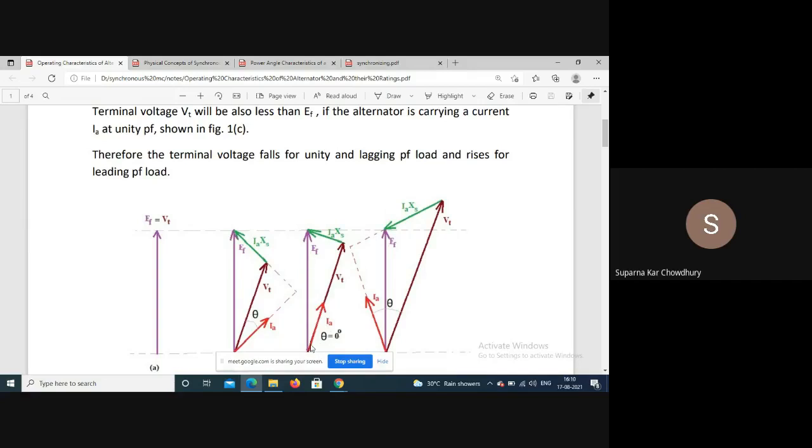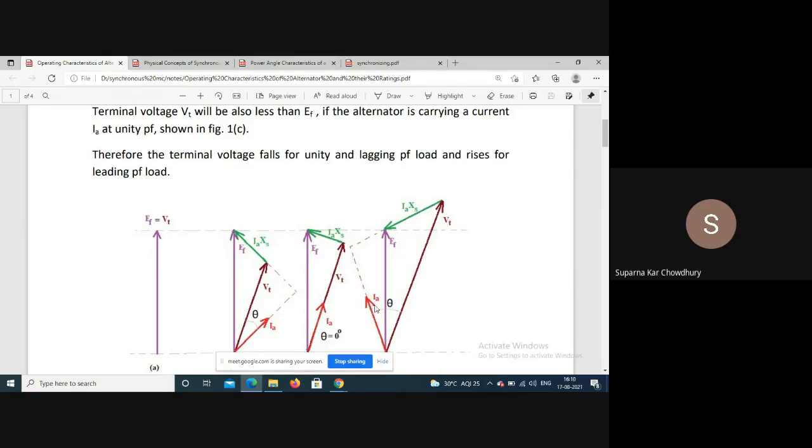Now, if we take a unity power factor load, then the current IA is in phase with VT. Again, VT plus IA XS is EF. Here also you can see that the magnitude of VT is less than EF, but the magnitude of terminal voltage is higher for unity power factor compared to lagging. But for both the lagging power factor current and unity power factor current, the terminal voltage will decrease from no load to full load condition.